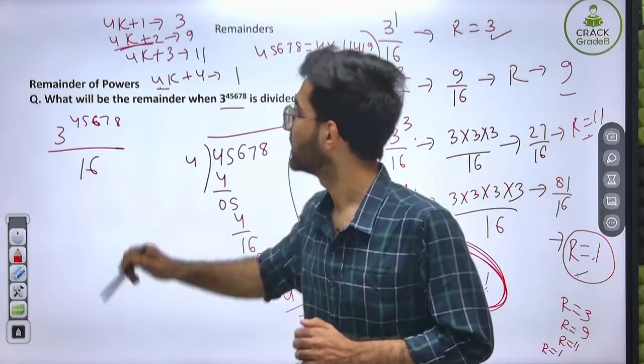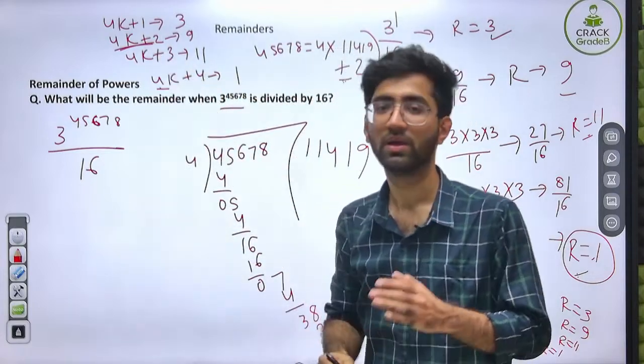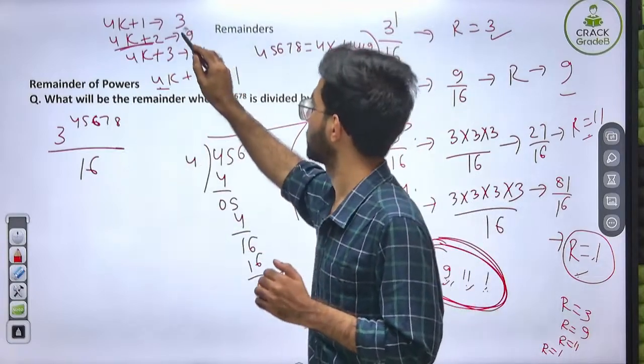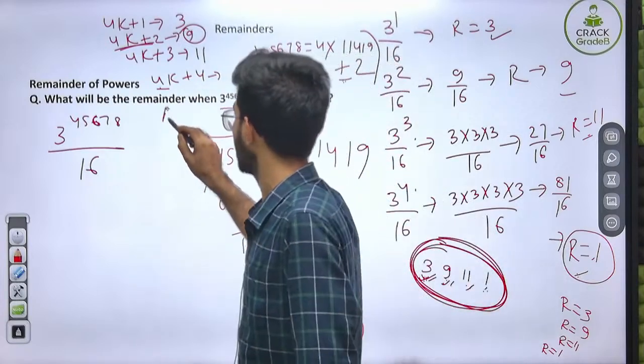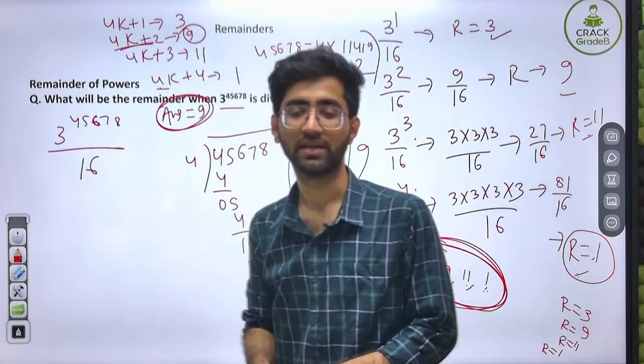What does it mean? If the power is in 4k plus 2 form, it means that you will get the remainder that is equal to 9. You will get the remainder that is equal to 9. So the correct answer is 9.